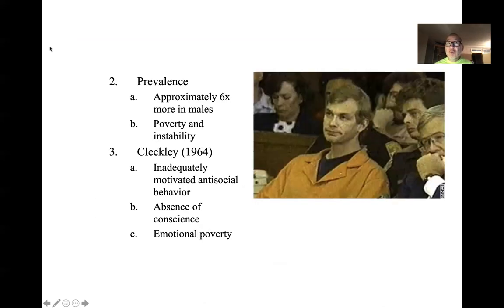Alrighty then, so that's antisocial personality. Jeffrey Dahmer, a clear example of a sociopath. We won't get into Jeffrey Dahmer.